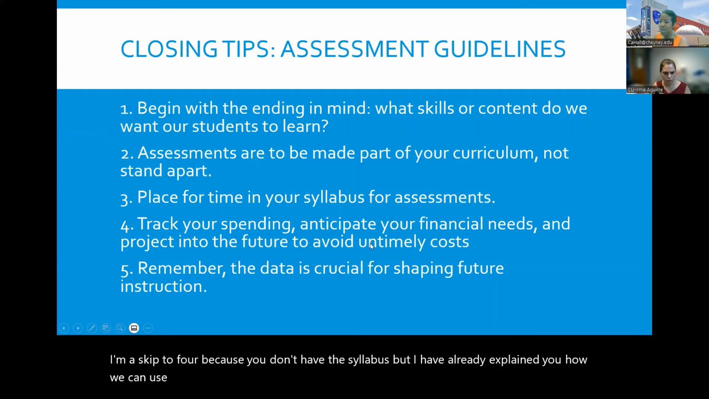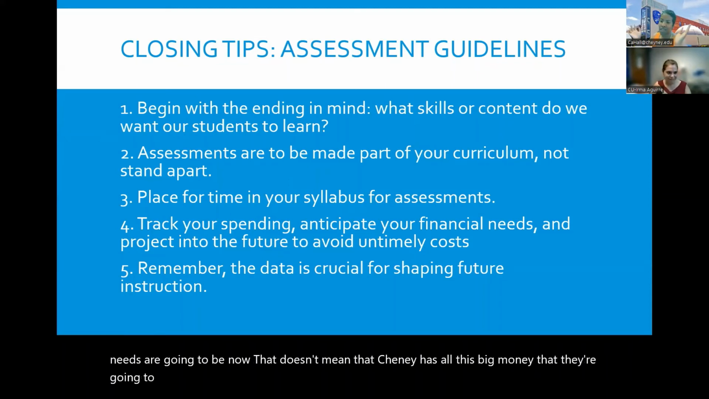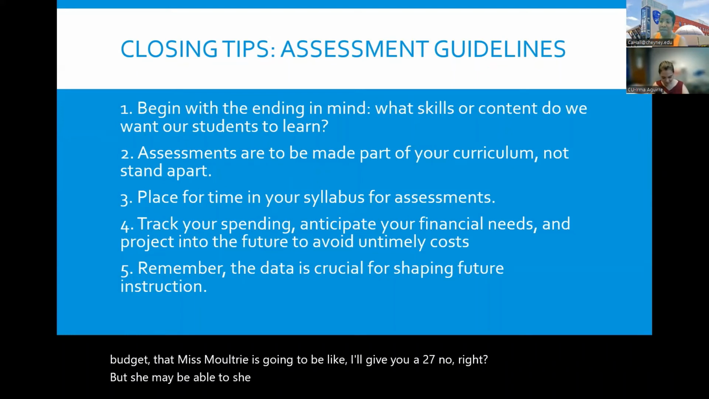Number 4, track your spending. Anticipate what your needs are going to be. Now, that doesn't mean that Cheney has all this big money that they're going to be able to give you everything you ask for. Like if you ask for $25,000 in your next budget, Miss Moultrie is not going to say, okay, I'll give you 27. No. But she may be able to give you 5 to 7,000. Well, that was better than what you had before.